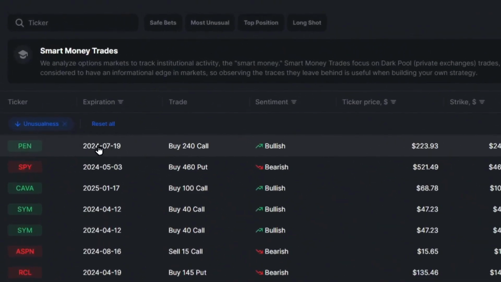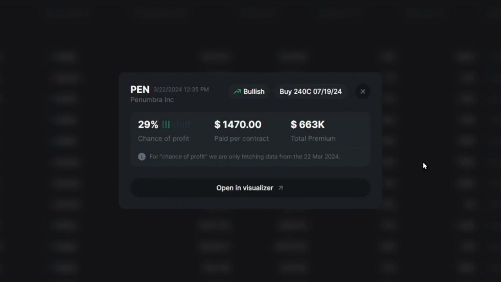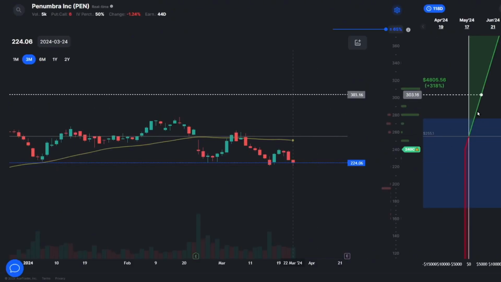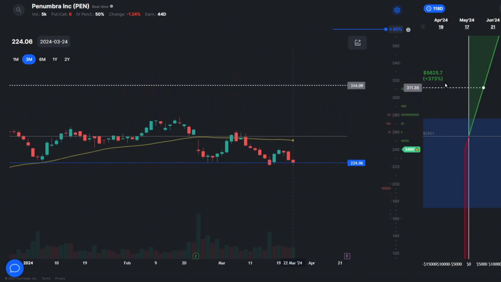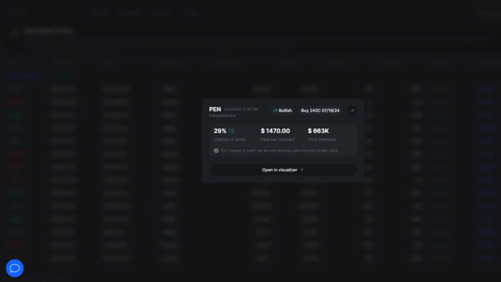Now, you can click on any of these trades and you will see a summary of this here. You can also click on the Open in Visualizer, which will open a new window for you and will show you the actual trade that they set up, exactly what it looks like, and at what point they would make a profit and how much and everything else. So the P&L here on the right will show you that.